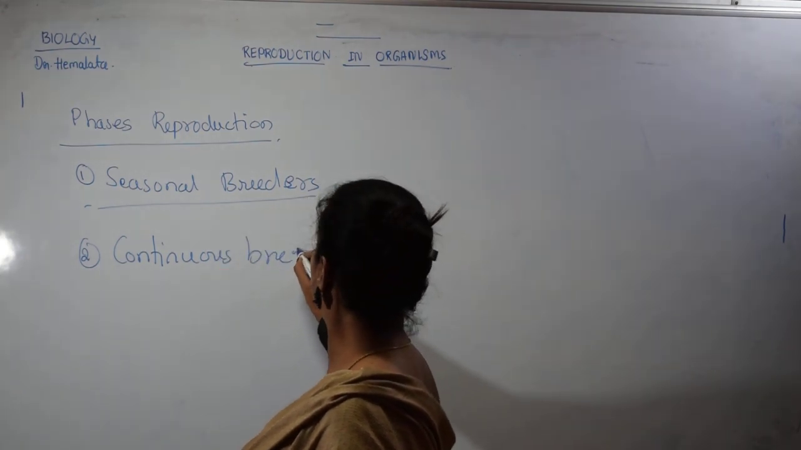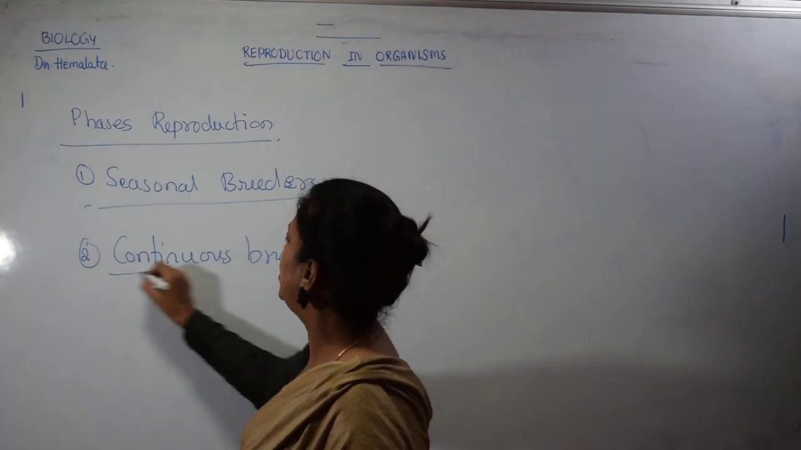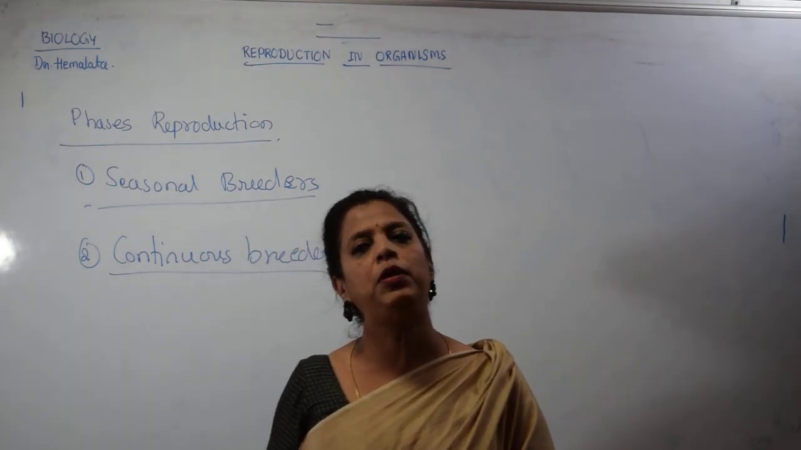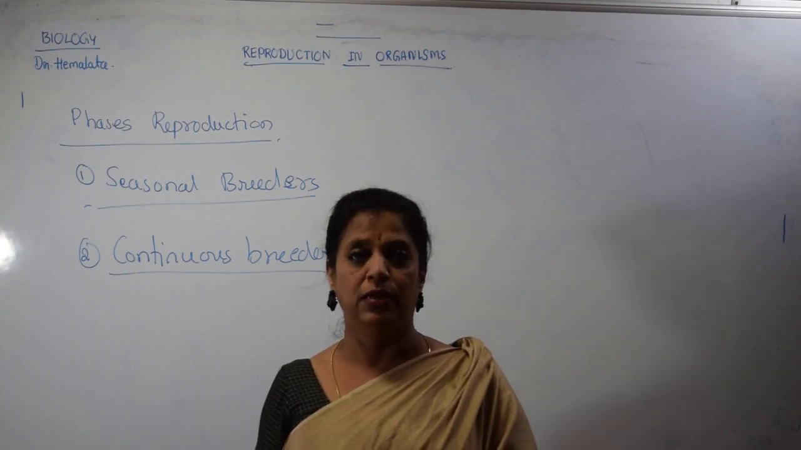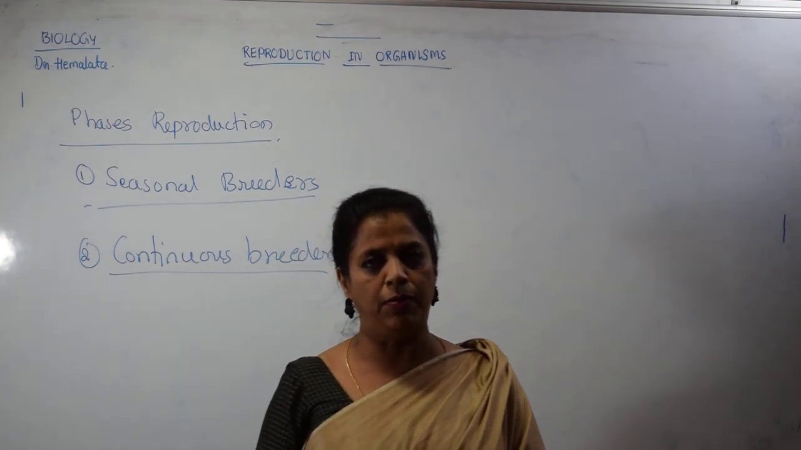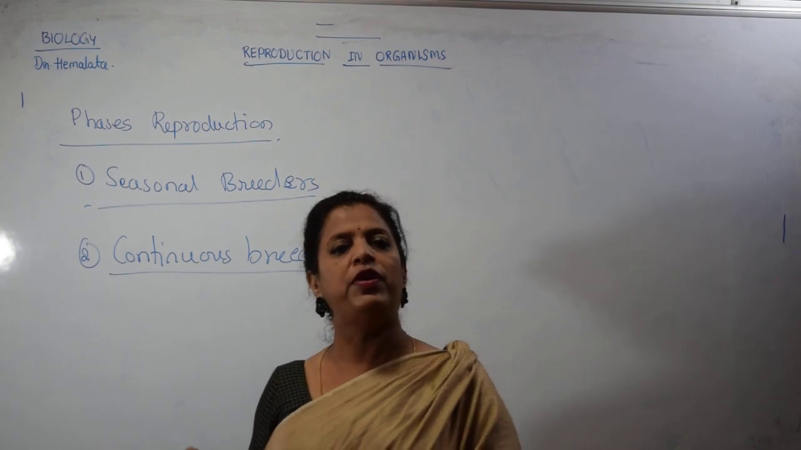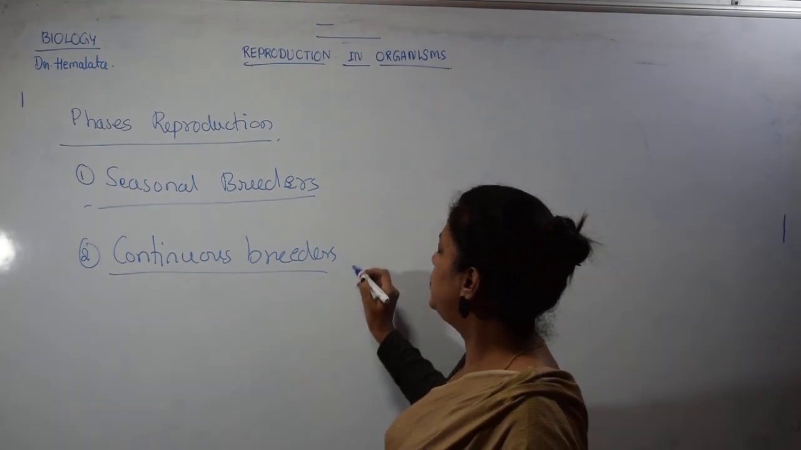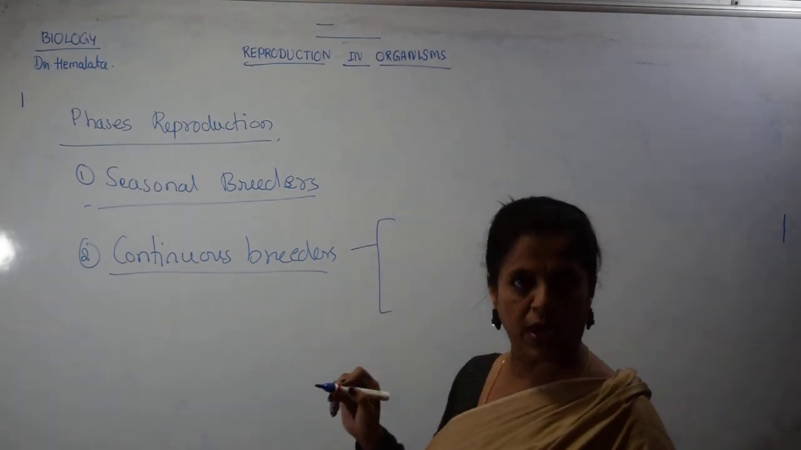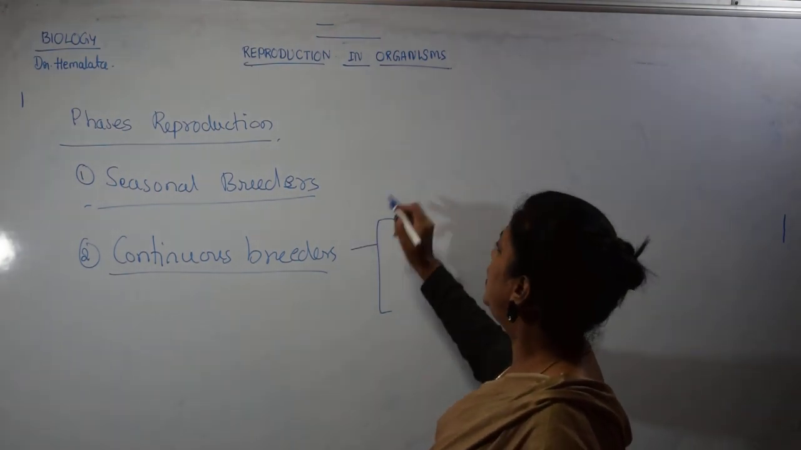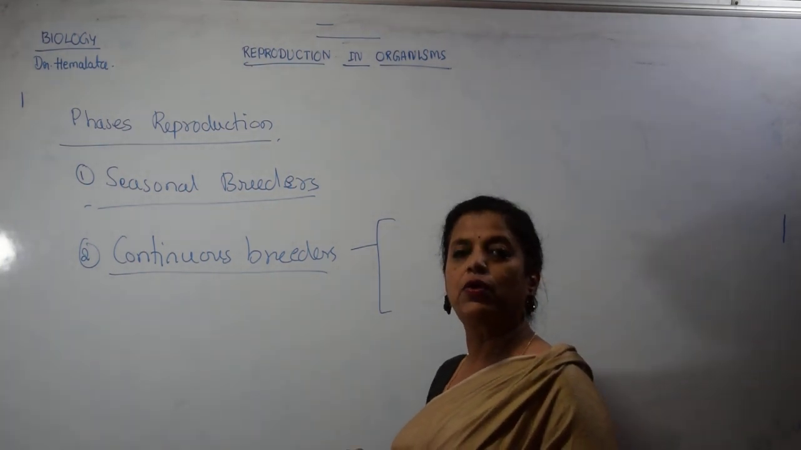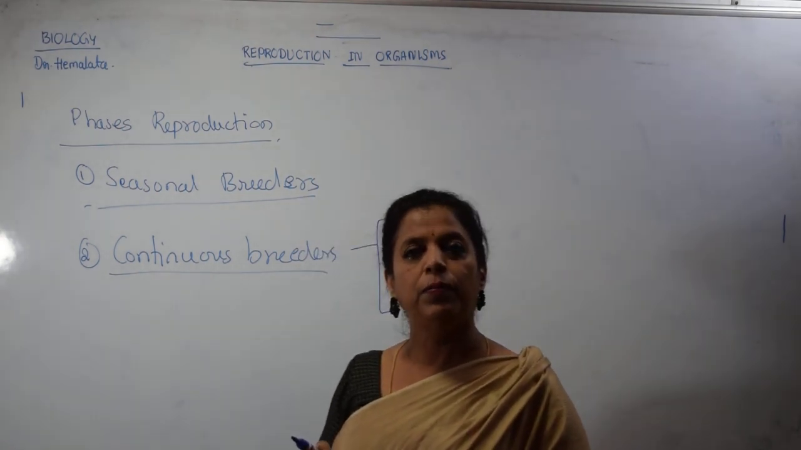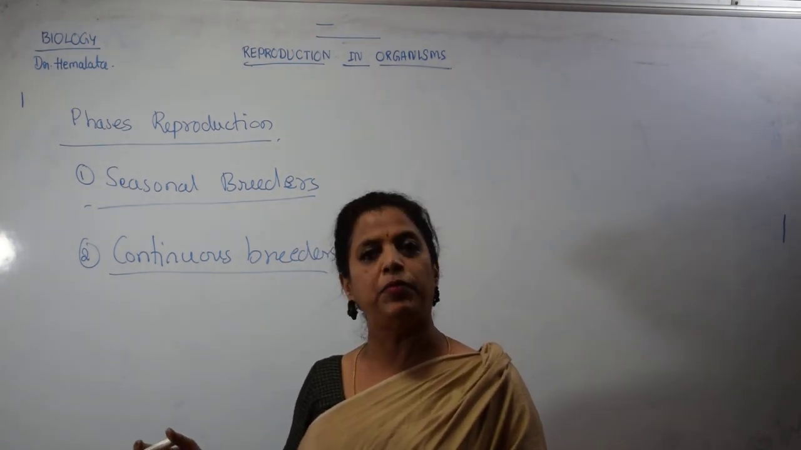Continuous breeders refer to those organisms that reproduce continuously. They will not stop, they will be reproducing in their reproductive phases. Means not at the birth time, but after their juvenile period, when they enter the reproductive phase, they keep on reproducing, right? Under these continuous breeders, we have different types of organisms, those which have a single estrus cycle are called monoestrus, means they reproduce once only. But polyestrus organisms undergo reproduction many times.